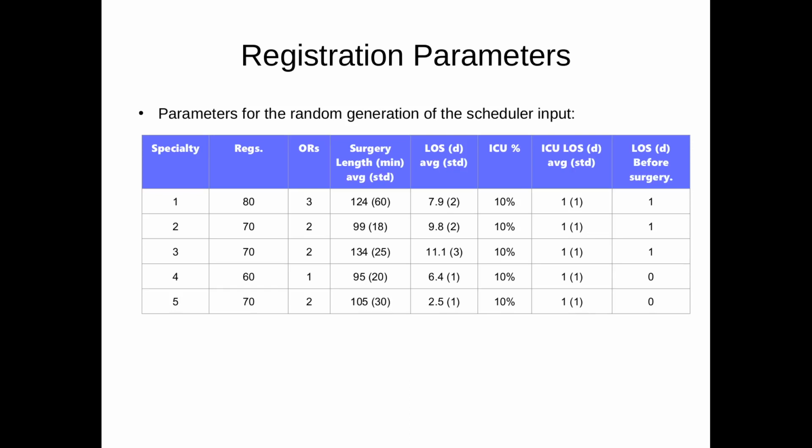These are the parameter inputs for the registration generator for 5 specialties with different randomly generated registrations and 10 operating rooms. There are some surgery durations, length of stay, ICU percentage, length of stay for ICU, and length of stay before the surgery. For some patients, if they come in advance, we set that to 1. So these are the registration parameters for the input generator.